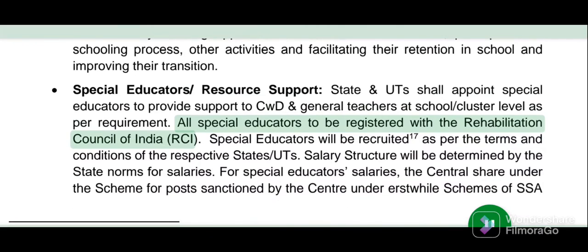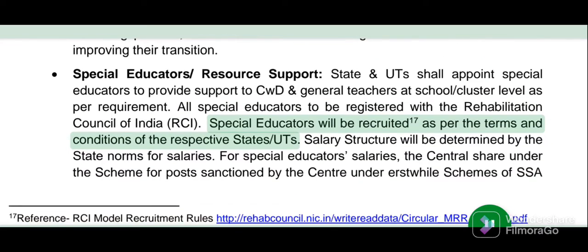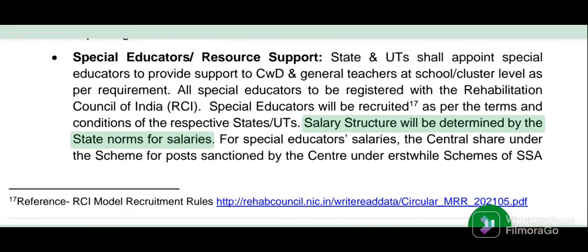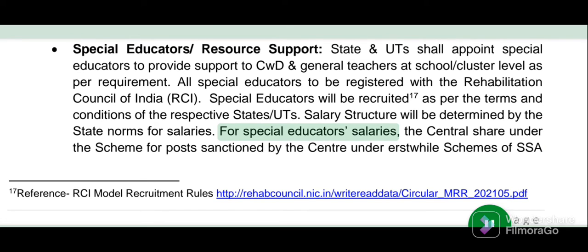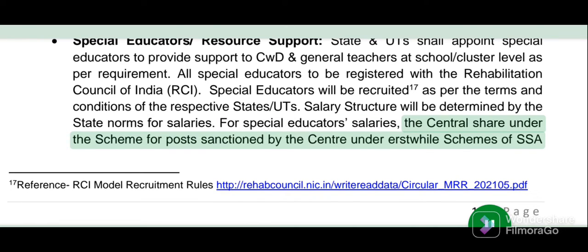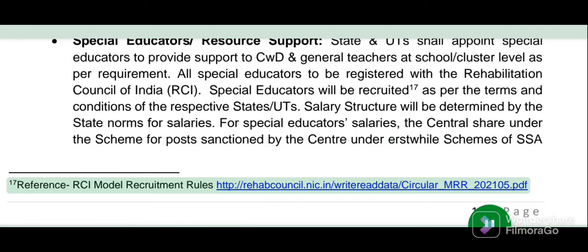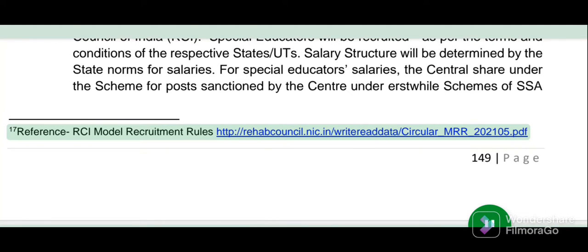All special educators to be registered with the Rehabilitation Council of India, RCI. Special educators will be recruited (17) as per the terms and conditions of the respective states and UTs. Salary structure will be determined by the state norms for salaries. For special educators' salaries, the central share under the scheme for posts sanctioned by the centre under erstwhile schemes of SSA. 17 Reference: RCI Model Recruitment Rules, web links.